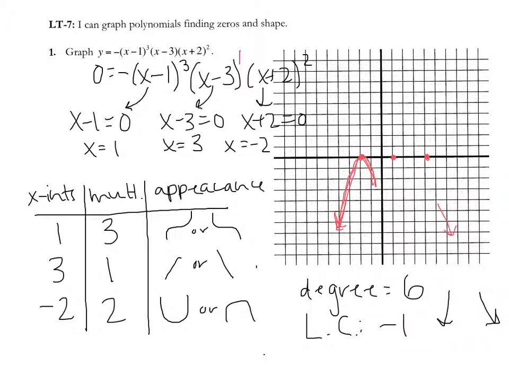Our next x-intercept is x equals 1. So I can see that that's supposed to make this weird little S shape. So I'm going to make my function turn back around and go up and make that sort of a shape.